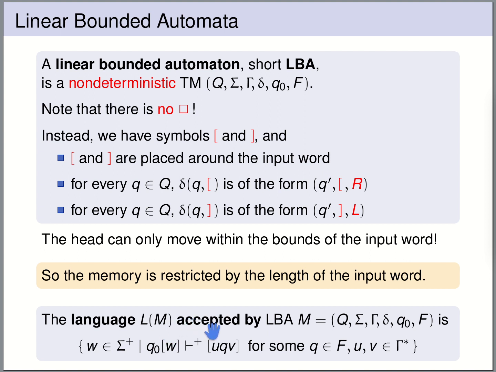Now the computation is the same as in a usual non-deterministic Turing machine, and the only requirement is that we have a computation that brings us to a final state. And again, in this computation, due to these two conditions, the head can never move off the input word. Whenever we move onto the left bracket, we have to move back to the right. Whenever we move on the right bracket, we have to move back left. So we can only compute on the input word.